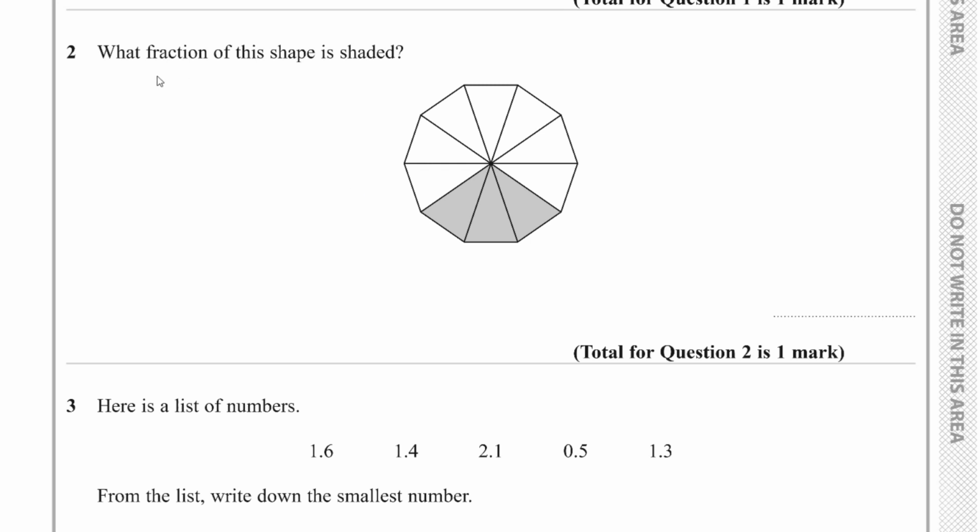Question 2. What fraction of this shape is shaded? Well, we have 1, 2, 3, 4, 5, 6, 7, 8, 9, 10 parts altogether. 3 of those parts are shaded, so we have 3/10.